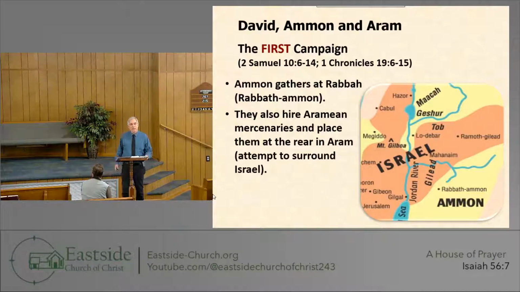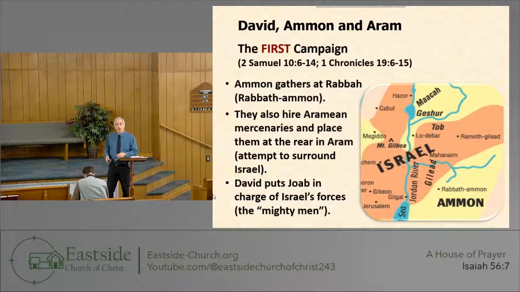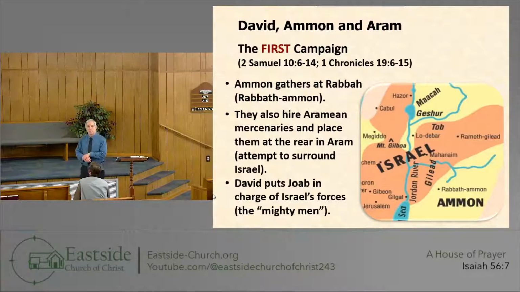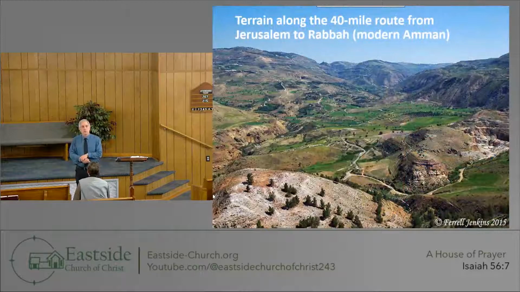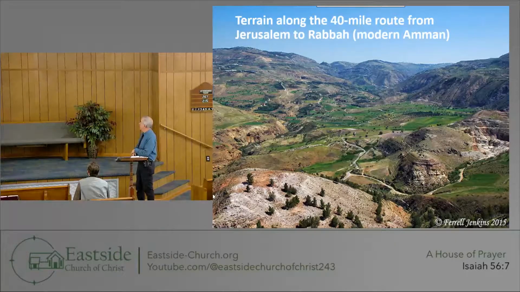And they have all these troops come together, and they gather at their capital city. And David puts Joab in charge of Israel's forces, the mighty men, as the text in Chronicles calls them. And they go out to fight this collection, this army, at Rabbath Ammon. This is the road they would have taken, the way they would have taken to fight that battle. This is heading into what is now Jordan, modern Amman, to where the battle would be fought.